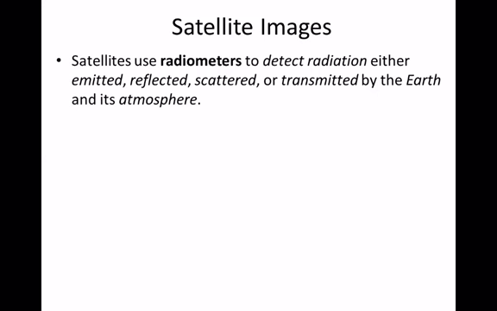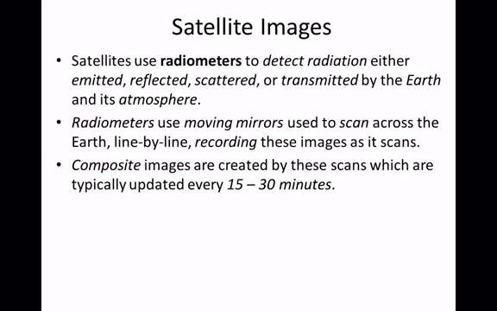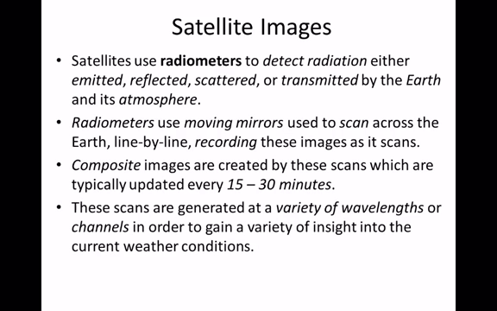Okay? So they change the wavelength, but what they do is they take a scan and they take that entire scan and make a single composite image out of it. And it takes about 15 to 30 minutes to make a scan. Okay, so we're going to talk about the 3 different wavelengths to get 3 different types of imagery.